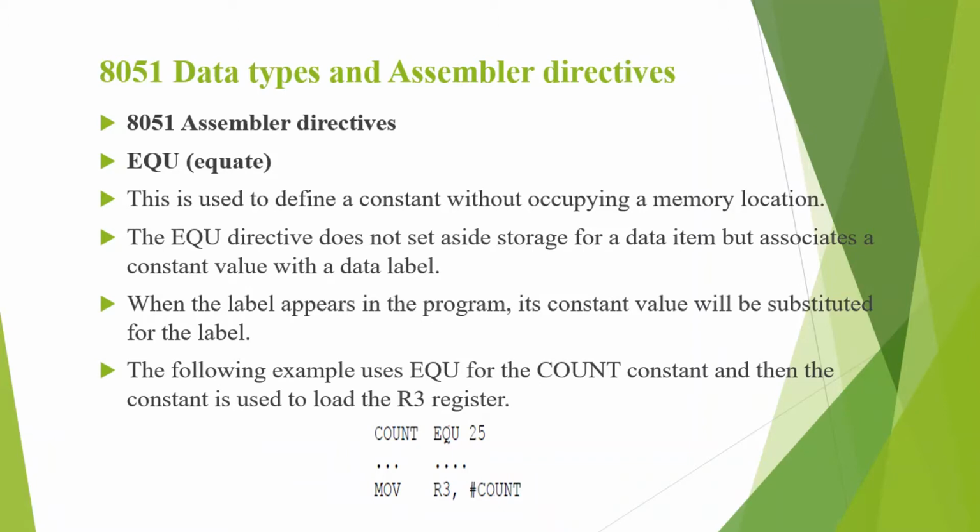So let us see an example of how this is used in the code. The following example will use the assembler directive equate, EQU, for the COUNT constant, and then that will be loaded to the register R3. So COUNT EQU 25 will associate the value 25 to the data label COUNT, and then MOV R3, #COUNT will load the value 25, which is associated to the data label COUNT, into the R3 register.